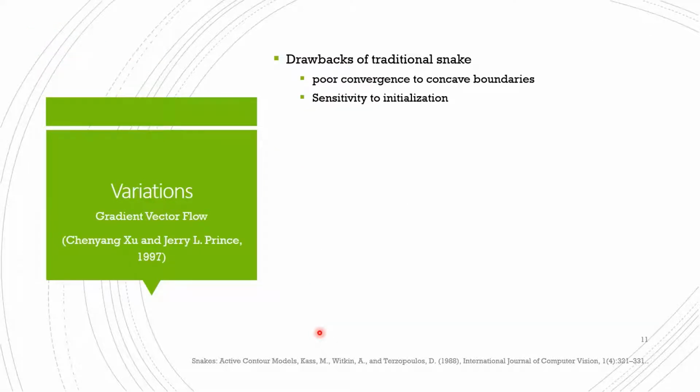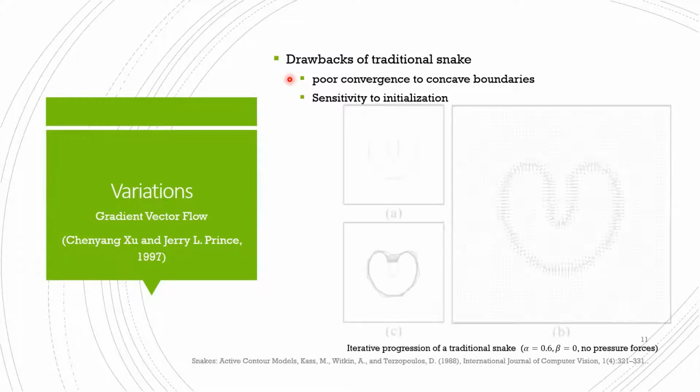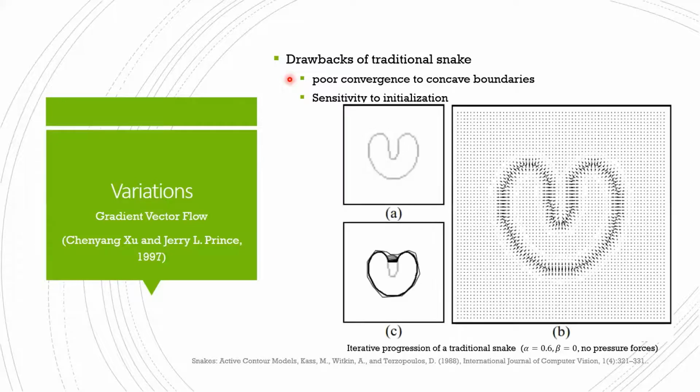Next model, I will discuss gradient vector flow. This is again solving some of the drawbacks of the traditional snake. First is poor convergence to concave boundaries. If we have an edge like this and we have initialized the snake on the outer portion, it will follow the edges, but it won't be able to follow this very sharp concave edge.